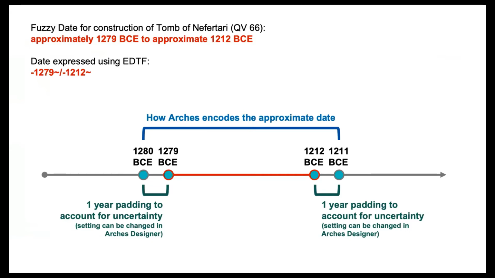specification. Now, the beauty of using this type of date and the data type is that Arches does two things here automatically. Number one, it accounts for all of the dates between 1279 BCE and 1212 BCE, so that red line there on the timeline. And two, it also accounts for the uncertainty based on the parameters you set. So you might not have seen it when we were looking at those settings, but the padding for the uncertainty, for the fuzziness, was set to 1 year. So how Arches encodes the approximate date then is 1280 BCE to 1211 BCE.